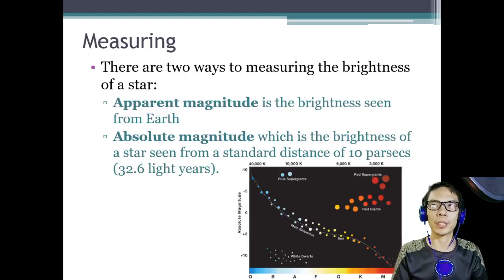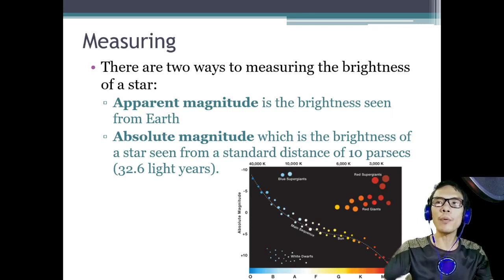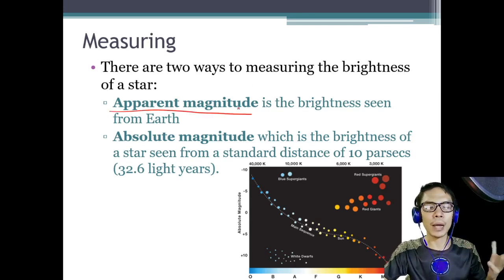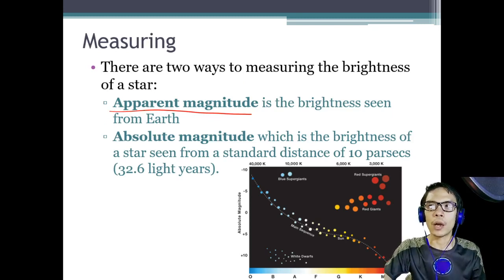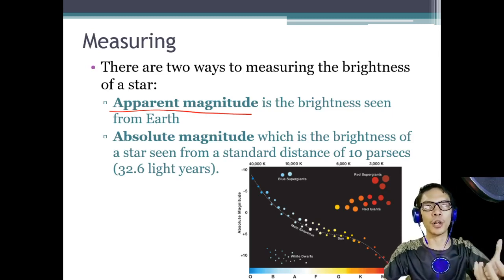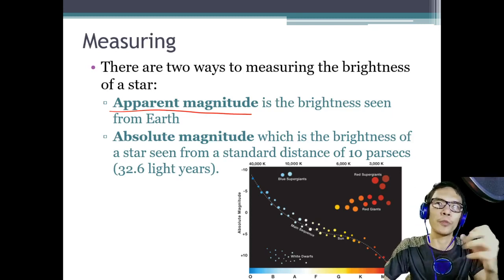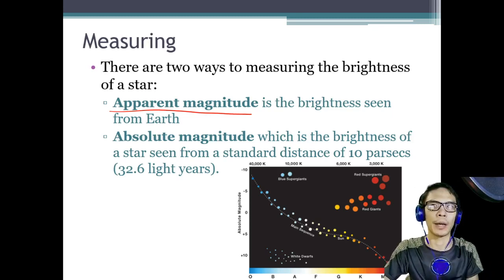Now, how do we measure the brightness of the star? We measure it by magnitude, and there are two ways of measuring the magnitude of a star. Number one, we have the apparent magnitude. The apparent magnitude is the brightness as you see that object here on Earth. This is the description of the brightness of that object in the sky in terms of your reference, which is from Earth. So that is apparent magnitude.